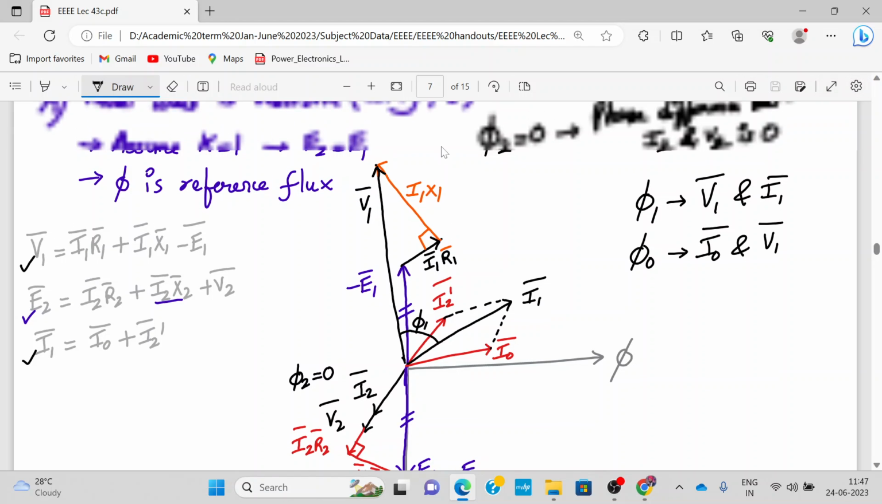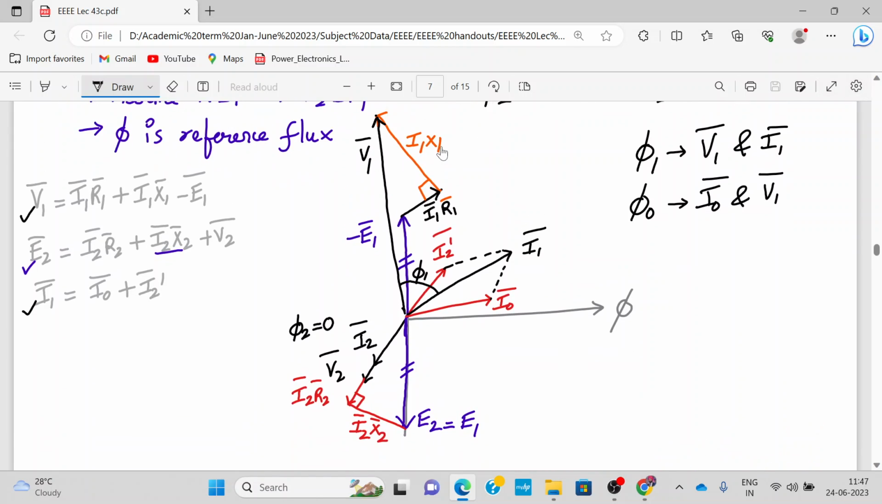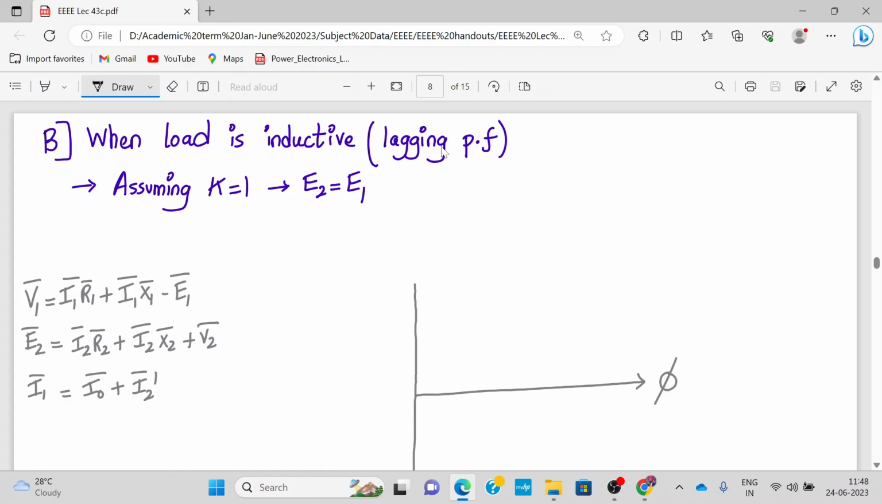We have to be very careful. Initially we have started and made some mistakes, but it's fine. It will come by practice. That is how the diagram will look like. Is it fine? Okay. Now let's draw quickly for when the load is inductive. When the load is inductive, we have to draw the phasor diagram of a practical transformer for the inductive load.